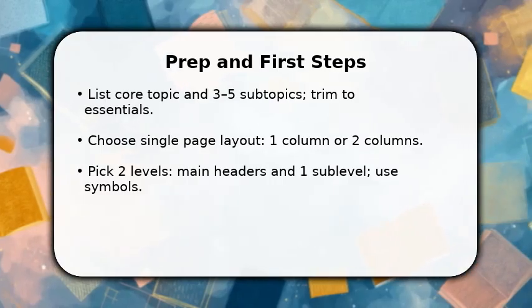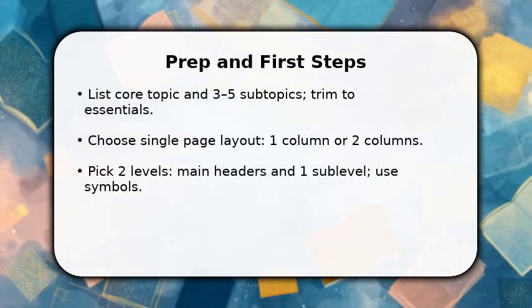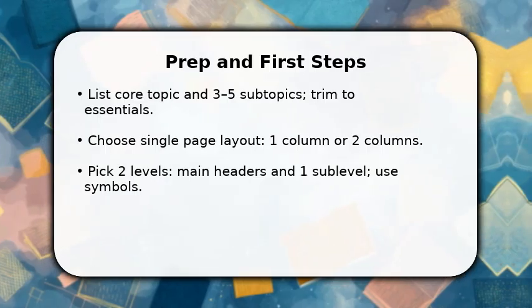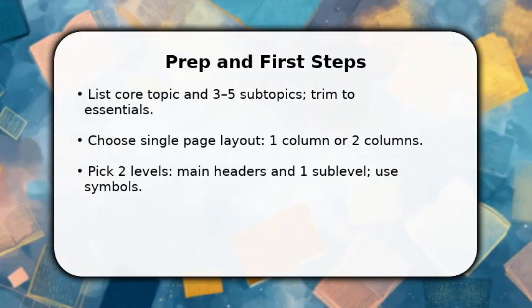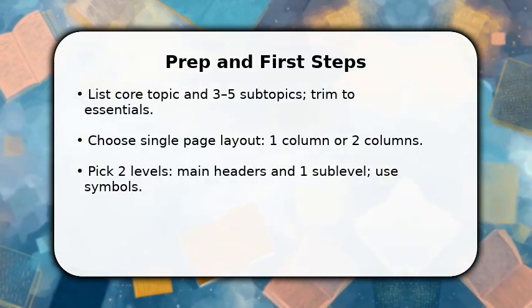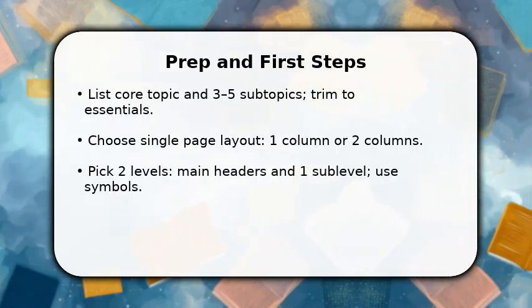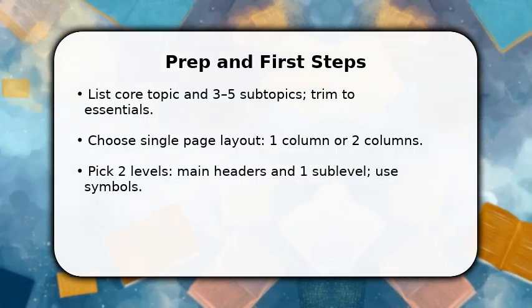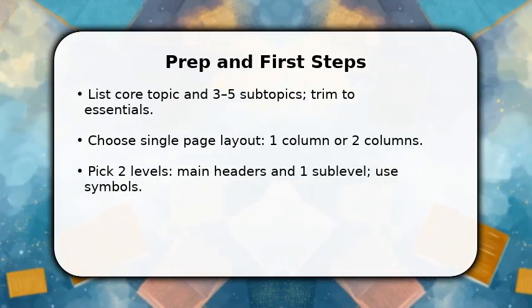You start by isolating the core topic and 3-5 subtopics that matter. This forces focus. Once done, pick a single page layout, 1 column for narrative, 2 columns for contrast, and commit. Make sure to limit hierarchy. Use only main headers and 1 sublevel so you avoid clutter. Use a symbol set to mark types of info. This first action gets you into the right frame and prevents endless expansion before you actually write anything.